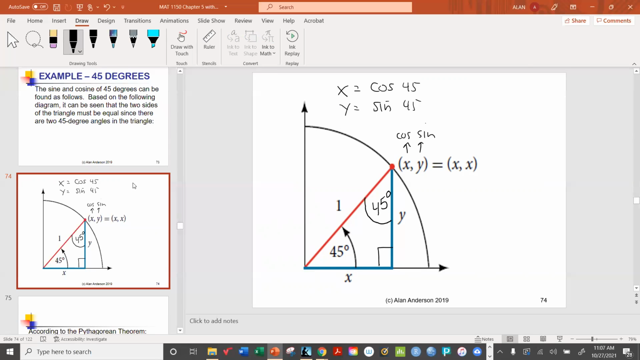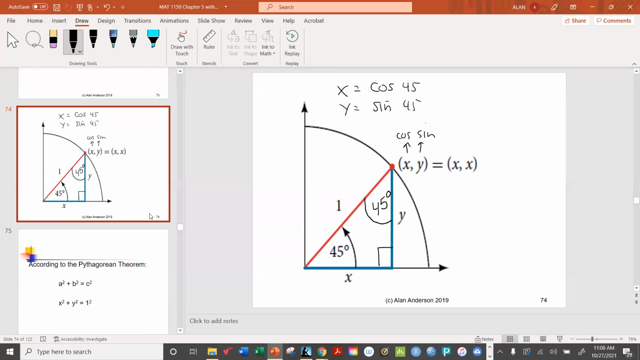Now, here's the thing. We want to know what those values are. But the only thing we know for sure is that because this is the way it's set up, the only way that these two angles can be the same is if x equals y. Since this angle right here is 45 degrees, that implies that the one in the upper right-hand corner is also 45 degrees. This implies that x equals y. They're both the same number.